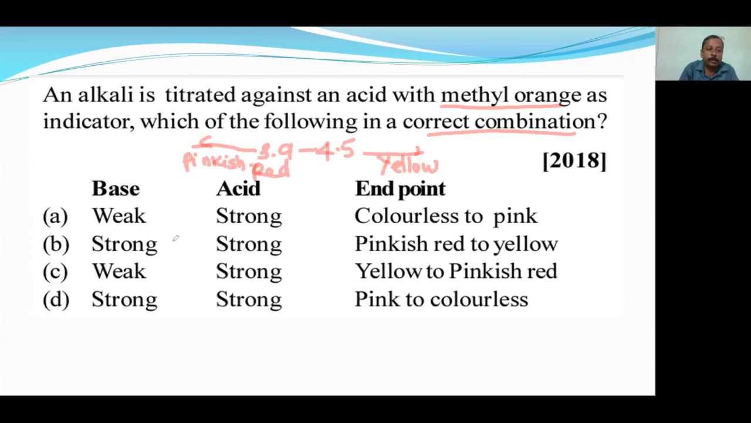The answer to this question is C. When a strong acid is added to a weak base, the pH will be less, less than 3.9. Then it will change from yellow to pinkish red. Initially it is a base, so it will be yellow in color, and if you keep on adding the acid, it will turn into pinkish red. Okay, so now it is clear.